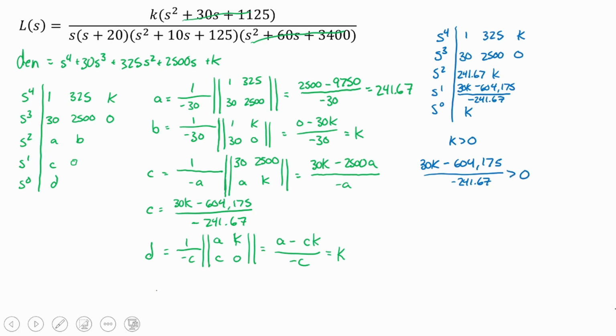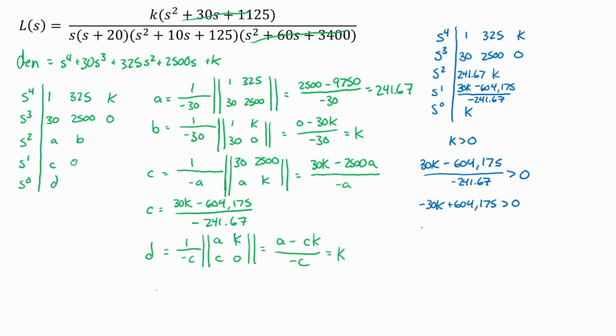So what we can do is we can multiply this negative in the denominator into the numerator, and we can multiply the denominator by the 0 to get rid of it. So we will have negative 30k plus 604,175 is greater than 0.